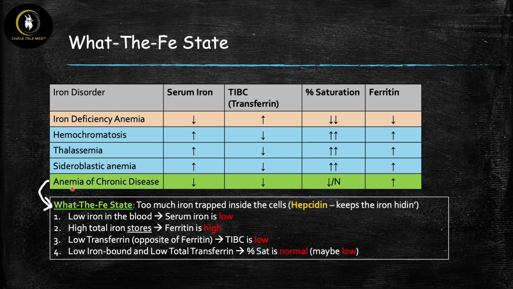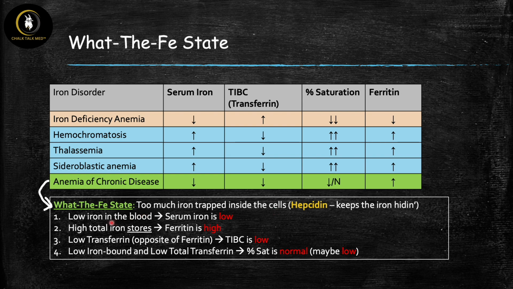So this one is caused by anemia of chronic disease. What's the problem with anemia of chronic disease? Hepcidin. You have too much hepcidin as a consequence of the inflammation. What does hepcidin do? Hepcidin keeps the iron hidden inside of the cells. So the problem here is you have too much iron being trapped inside of the cells. Can't get out. So what's going to happen here?